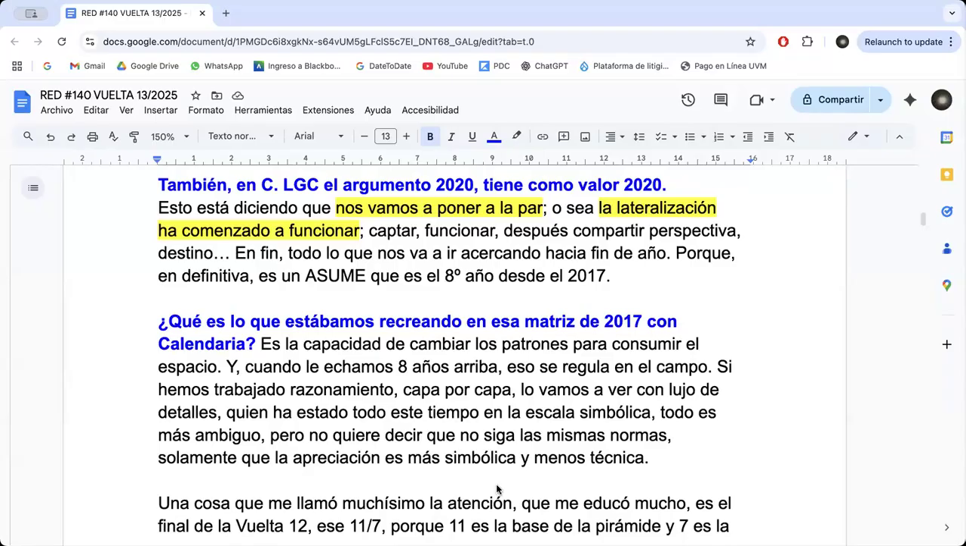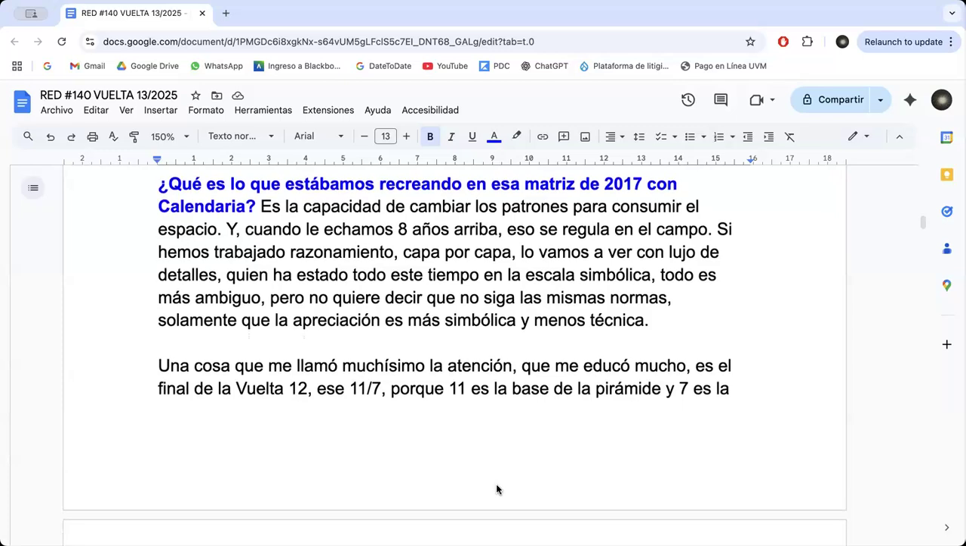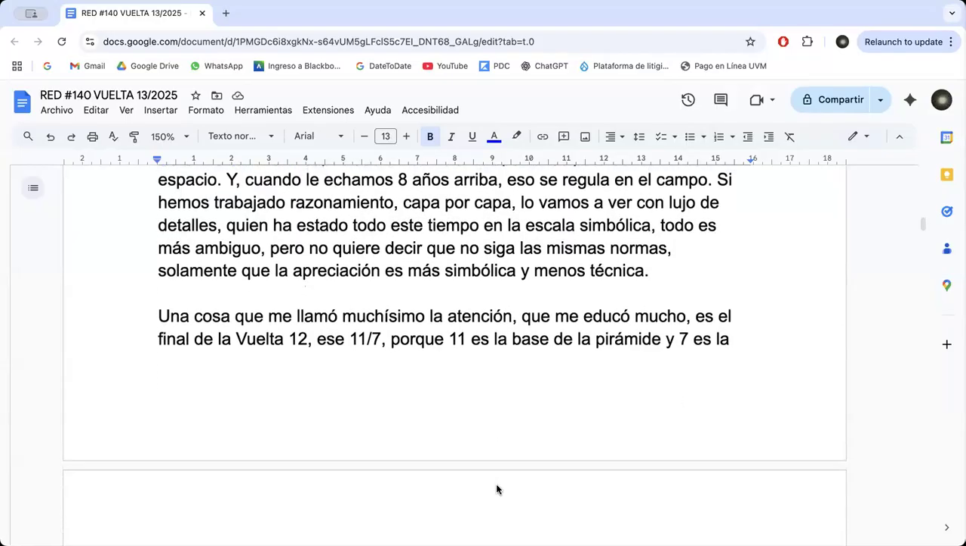Because another thing is that this is an Asume year, that is the 8th year since 2017, which is when Calendaria began. So what was it that we were recreating in that matrix of 2017 with Calendaria? The capacity of changing the patterns through which we consume space. So when we put 8 years on top of that, the field gets regulated.